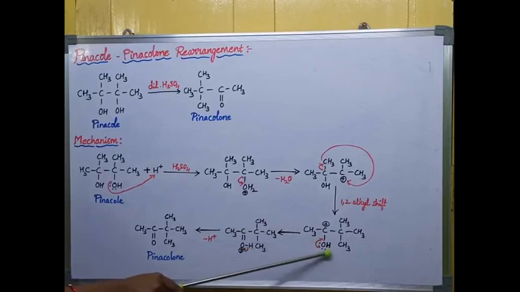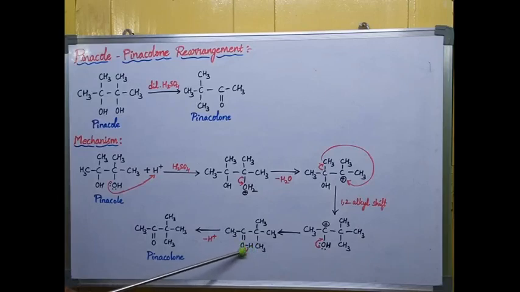Okay. So finally, in order to satisfy the positive charge on the oxygen, I am breaking this OH bond and shifting the electrons towards the oxygen. And this hydrogen is coming out as H plus. And as hydrogen donated electrons, the positive charge is nullified, and totally it is forming a carbonyl group, a ketonic group. So which is called pinacolone.